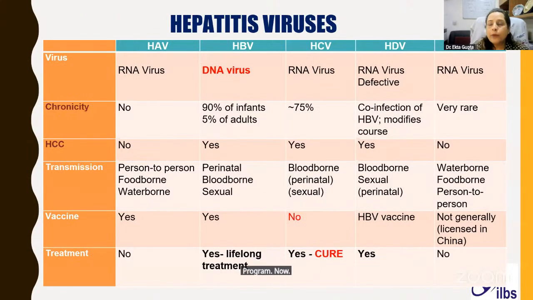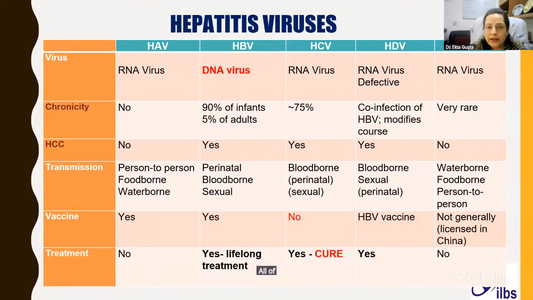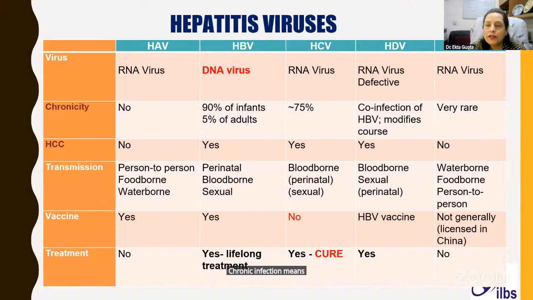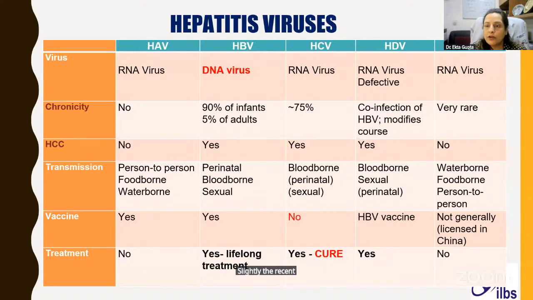Now, looking at these viruses, we'll be focusing our talk only on these 5 hepatotropic viruses. All of them are RNA viruses except hepatitis B. D is a defective virus, but it's still an RNA virus. Chronic infection, meaning capability of causing long-term injury to the liver, is there with B, C, and D. Slightly, the recent data is showing that E also can cause chronic infection.